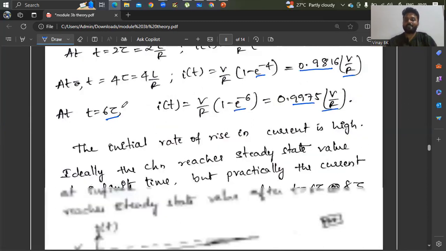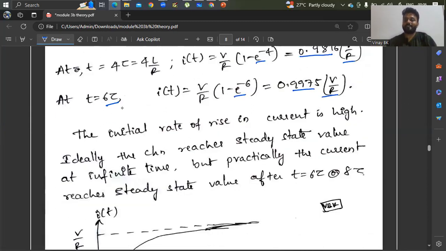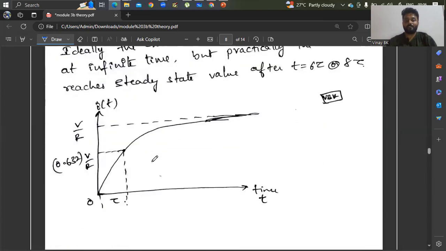That is nothing but the initial rate of rise in current is high, that is 0.632. So you can get this graph for I of t with respect to time. See here, this is the time constant. When tau equals L by R, the current response I of t becomes 0.632 times of V by R.